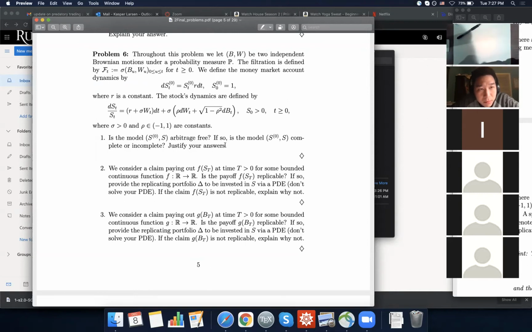So if there are words in these problems that you have never heard of before, don't worry about it. You're not going to be hung up on completeness or incompleteness here. But you have one stock and you have two Brownian motions. So then the question is, in such a model, would you expect there to be claims that you cannot replicate?